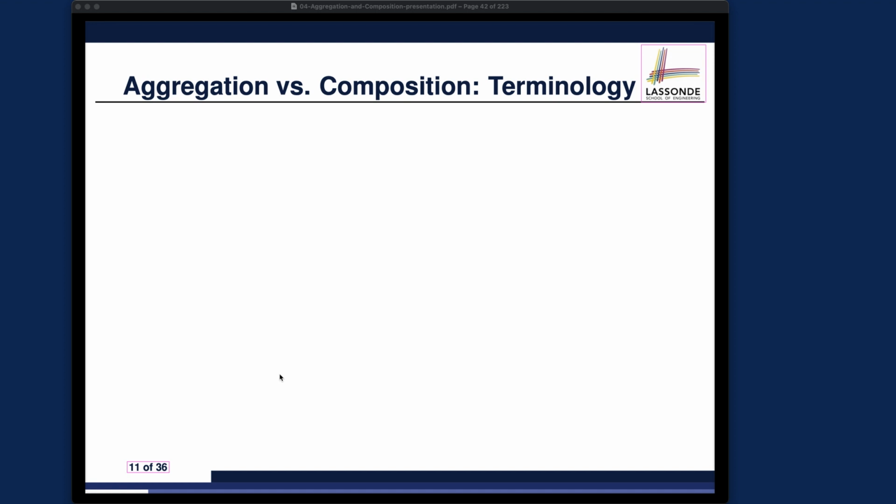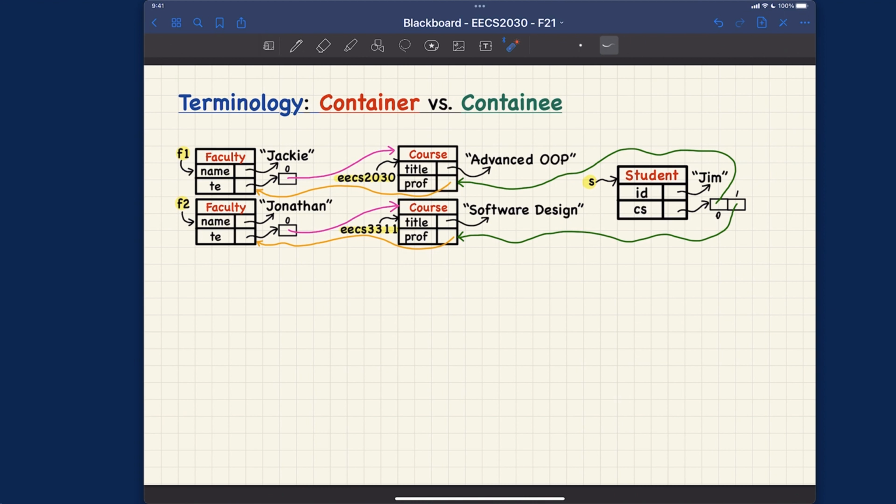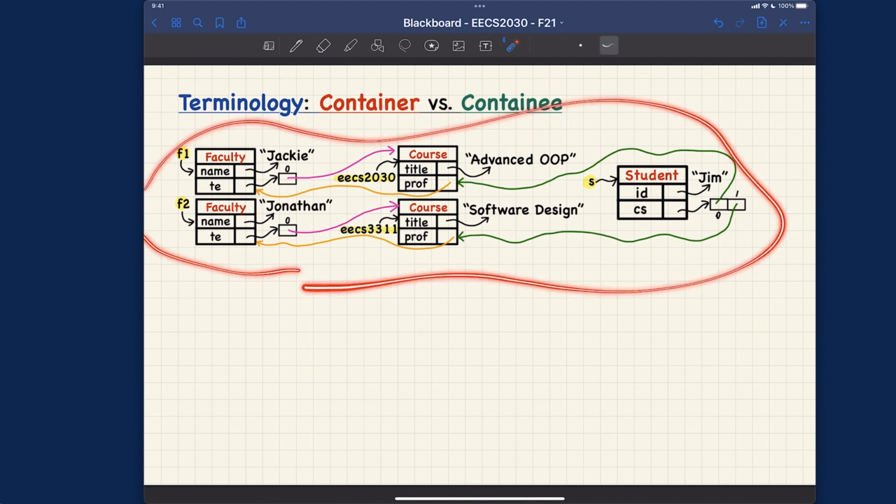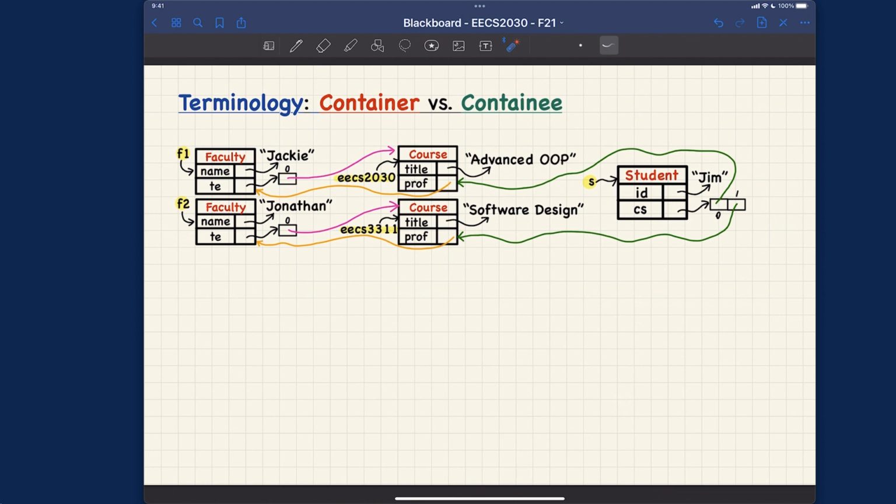The next topic we want to discuss will be aggregation versus composition. Let's take a look at this running example for us to define the terminology. It will help us define what a container is and also what a containee is. Let's assume this particular object structure already exists at runtime. In the next part of the module, I will show you how to build this object structure from scratch. For now, we simply assume it's there.